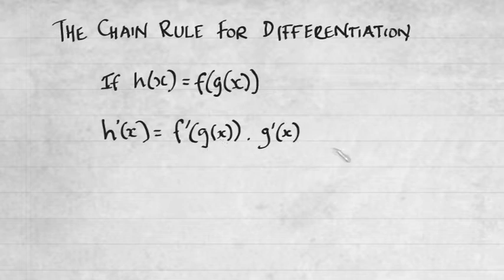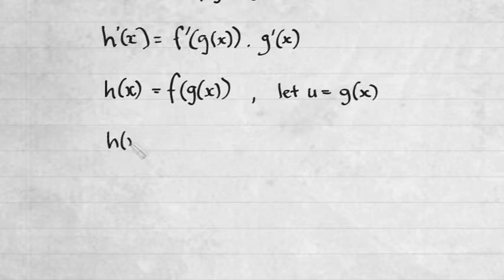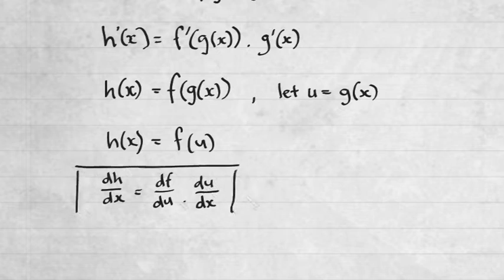Now, if we use slightly different notation, the chain rule becomes a little bit easier to understand, I think. So let's have a look at Leibniz's notation. If h of x is the same composite function, f of g of x, then let's make a substitution for g of x, and let's let u equal g of x for the moment. So h of x then becomes a function of u. And the derivative of h with respect to x is equal to the derivative of f with respect to u times the derivative of u with respect to x, or dh/dx is equal to df/du times du/dx.